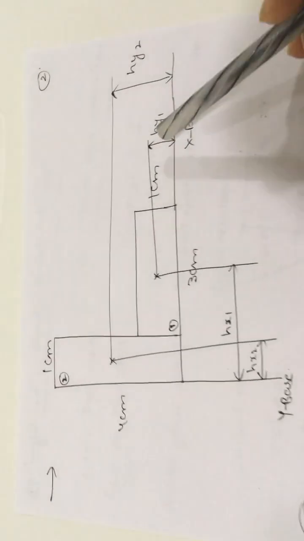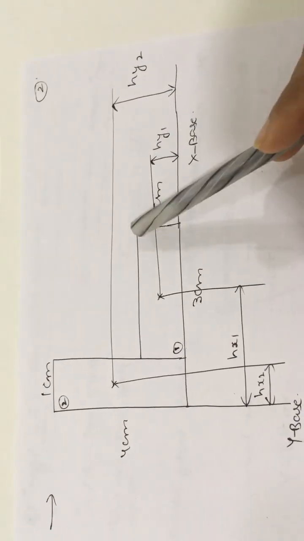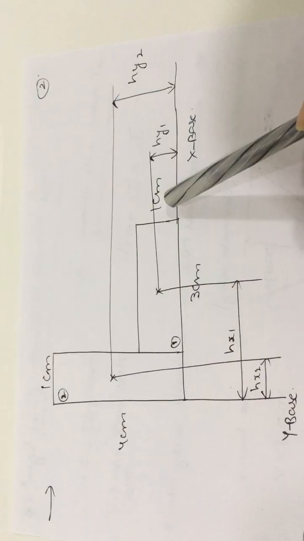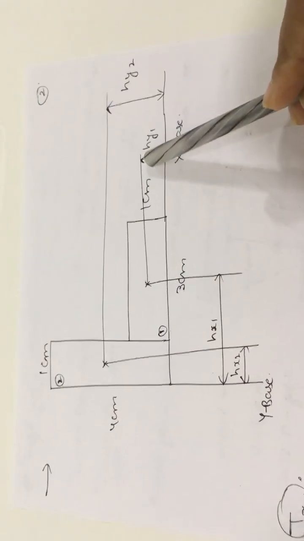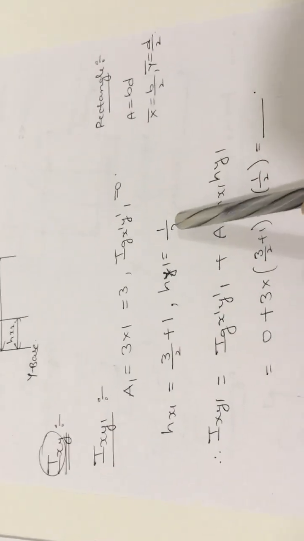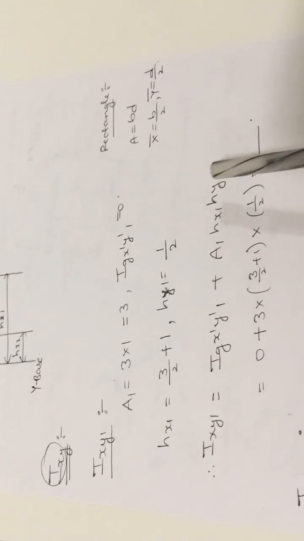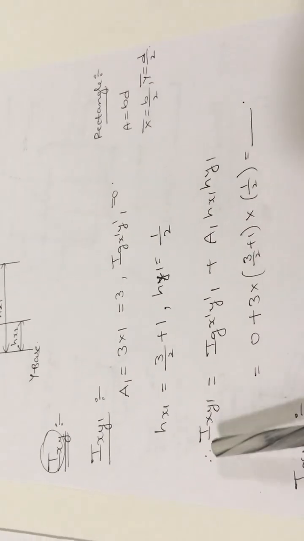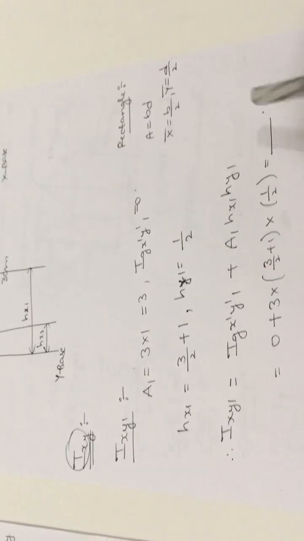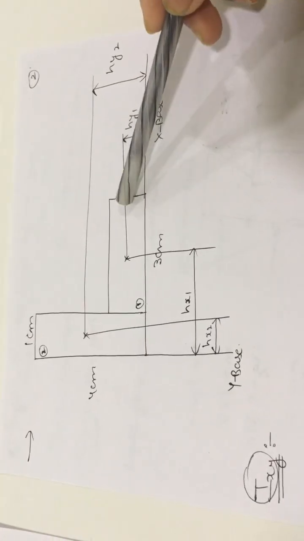Next, hy1. hy1 is nothing but here. The complete depth value is 1 centimeter, so half of the distance according to the formula, so 1 by 2. Next, substitute all these values in the parallel axis theorem. You will get the ixy1, that is nothing but the product of inertia for the first section.